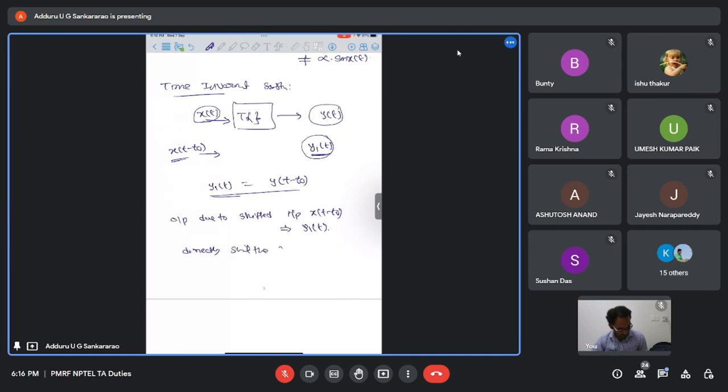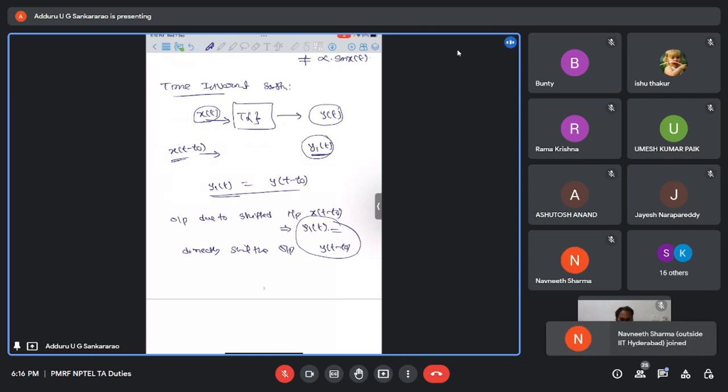Shift the output. So that is y of t minus t naught. If these two are equal, then it is called a time invariant system. Otherwise, we will say it is a time variant system.